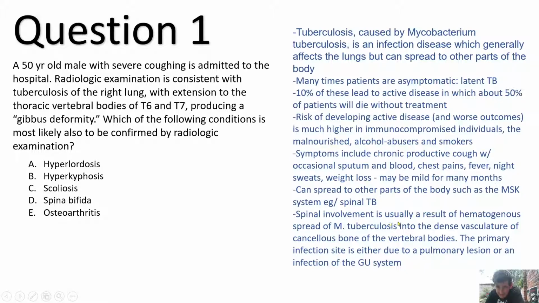So spinal involvement is usually the result of hematogenous spread of this bacteria. So it spreads through the blood into the cancellous bone of the vertebral bodies. And the primary infection site, as in our case, is a pulmonary lesion, or it can be an infection of the urogenital system.